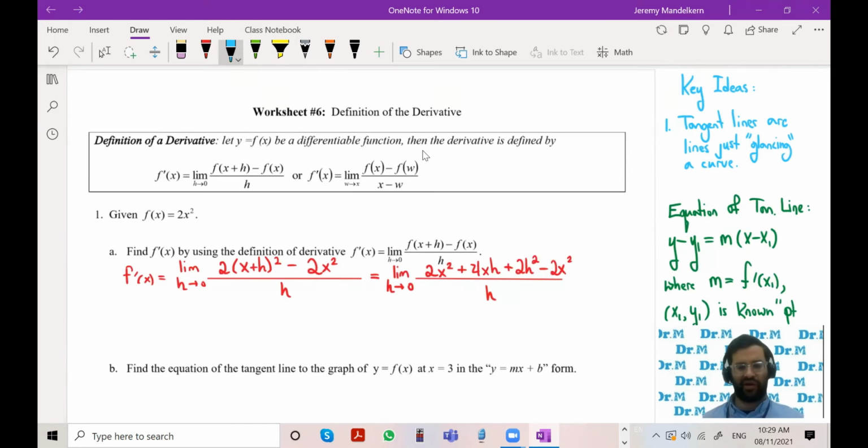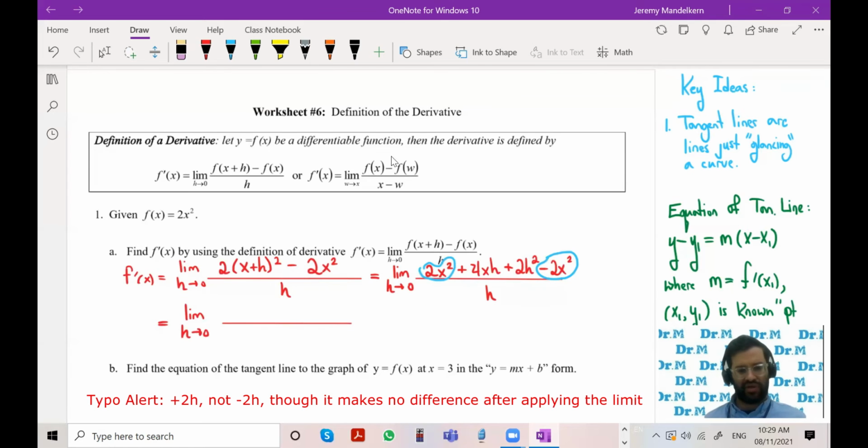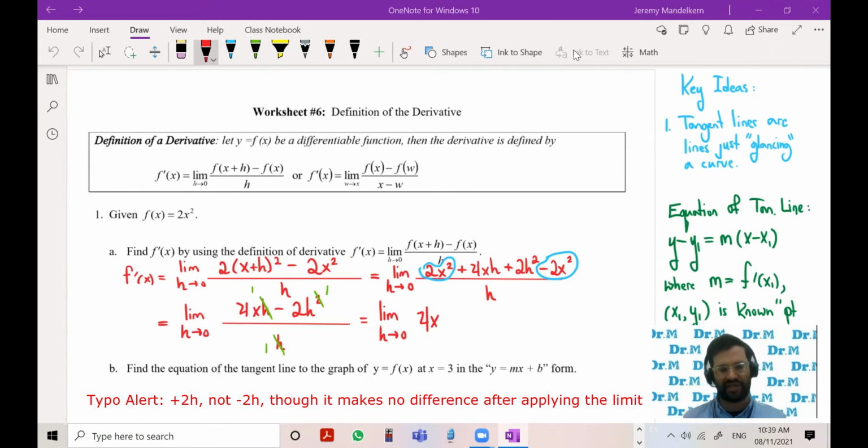Please observe that there are some like terms. Not only are they like, but they are opposites. So that's 2x squared, and that's minus 2x squared. They're going to cancel. We can also divide out a single factor of h from the top and bottom. So this gives us the limit as h goes to 0, and when the dust settles and the smoke clears, simplifying, this gives us the limit as h goes to 0 of just 4x minus 2h.